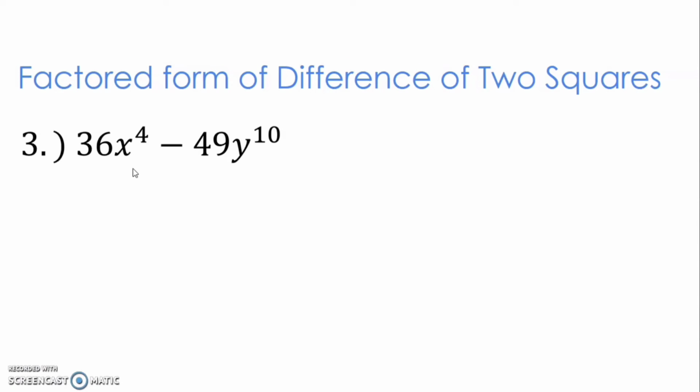Now let's have the third example. We have 36x raised to 4 minus 49y raised to 10. So the first step is to write two quantities. So we have here two quantities. Then after that, get the square root of the first term. So we have a square root of 36x raised to 4. So the answer is 6x squared. Then after that, write the result on the left side of each quantity.